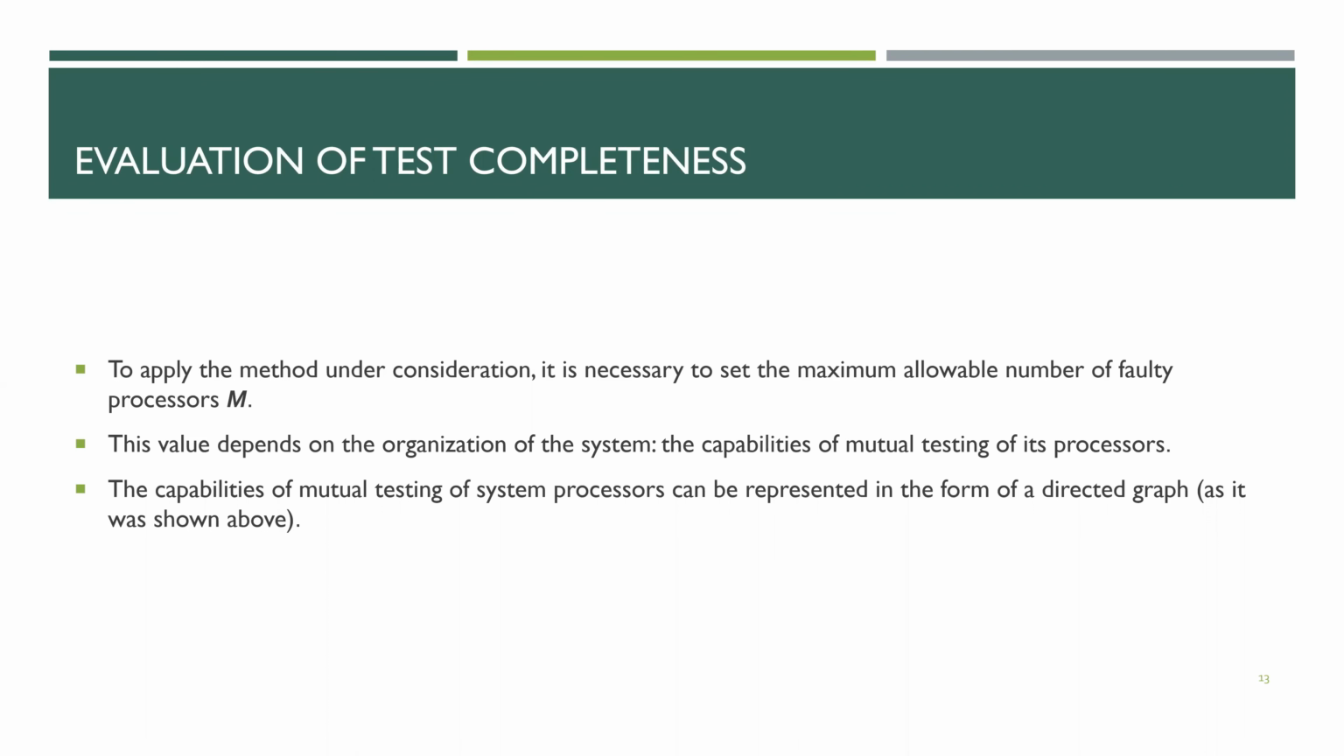As you can see, to apply the method under consideration, it is necessary to set the maximum allowable number of faulty processors, M. This value depends on the organization of the system and the capabilities of mutual testing of its processors. As was shown above, these capabilities can be represented in the form of a directed graph. But now we are interested in how to find this value for a given graph structure.